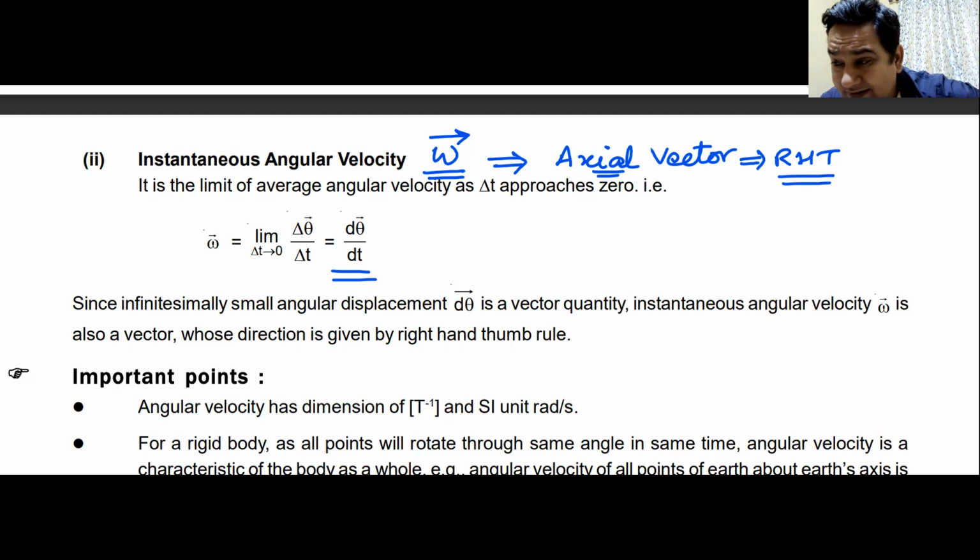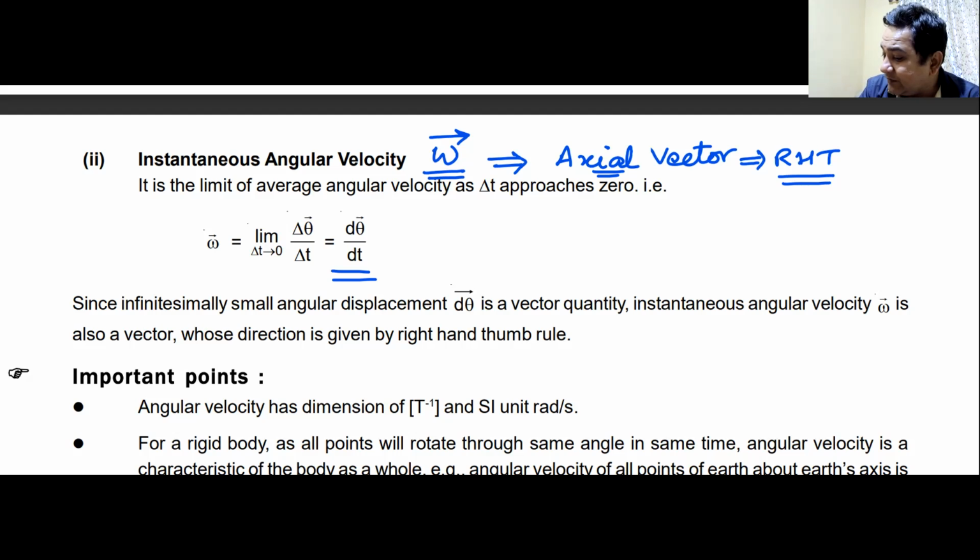We would be requiring these axial vectors in the chapter of rotation. Angular momentum is an axial vector, torque is an axial vector. For all these vectors, the direction is given in terms of the axis of rotation. Instantaneous angular velocity is an axial vector.